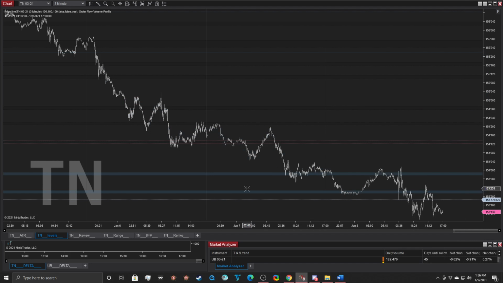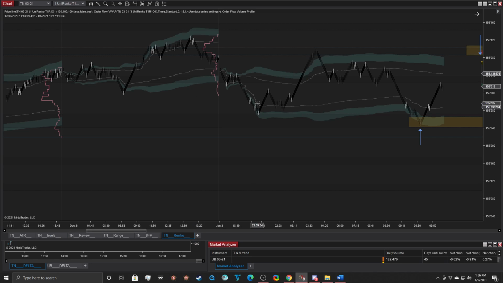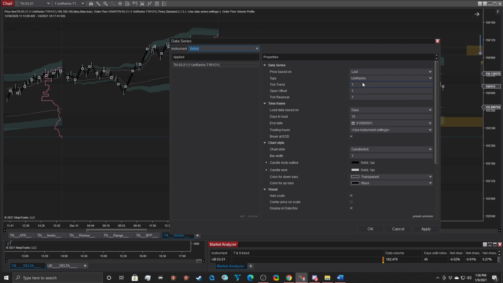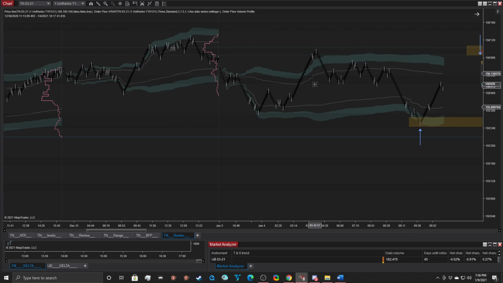So, setup criteria. First thing we're going to do is go to our setup chart. Our execution chart is a Renko chart. I could show you the data here. It's a 1-1-1: one tick trend, one open offset, one tick reversal. Very simple because this market doesn't tend to move in 25, 30 ticks at a clip.